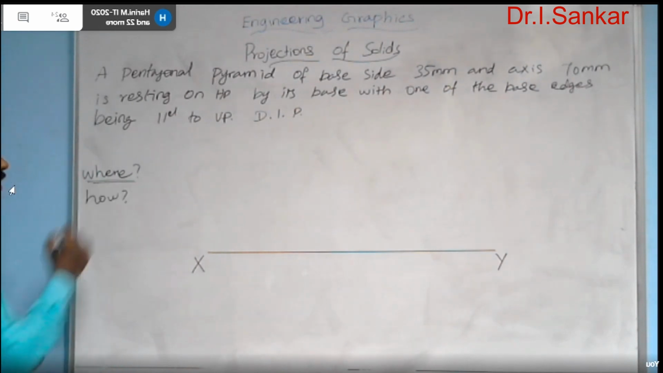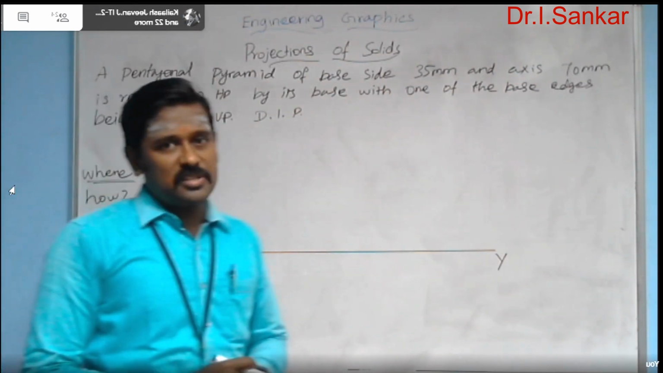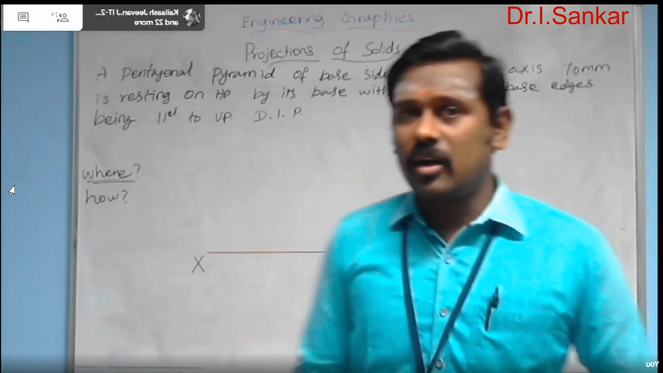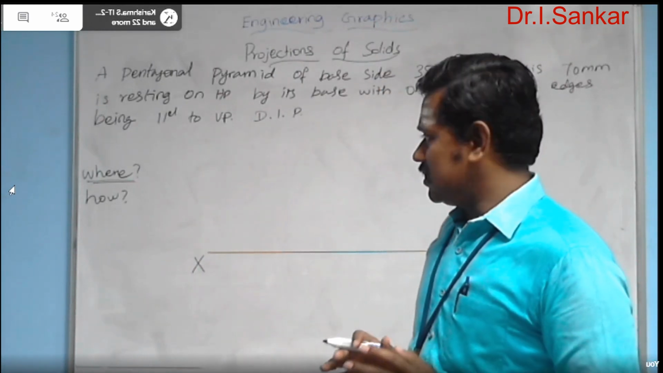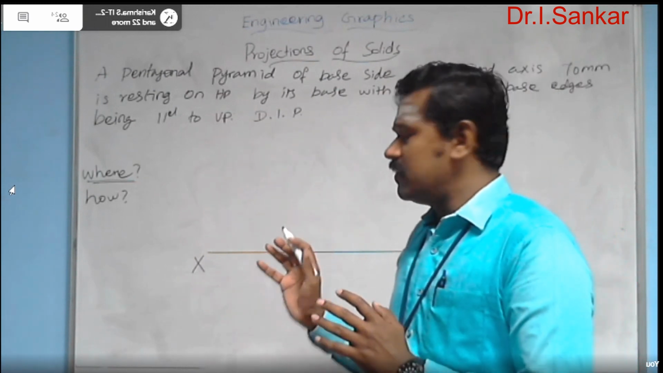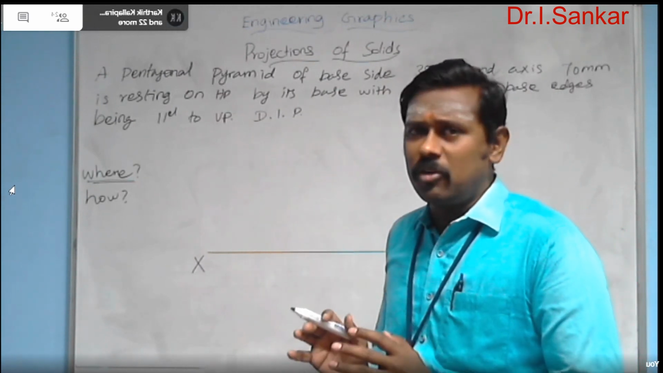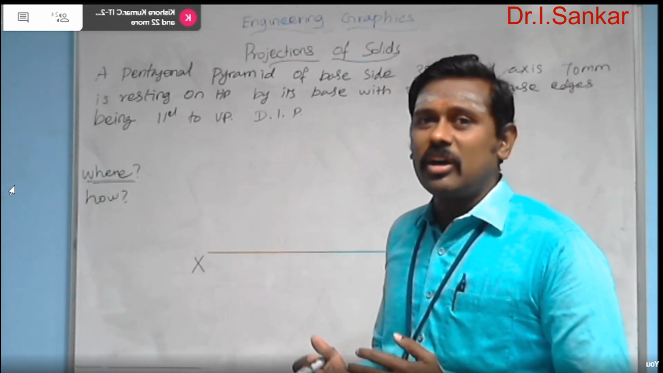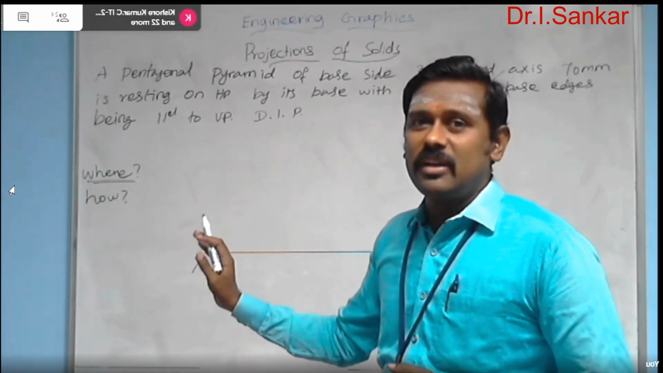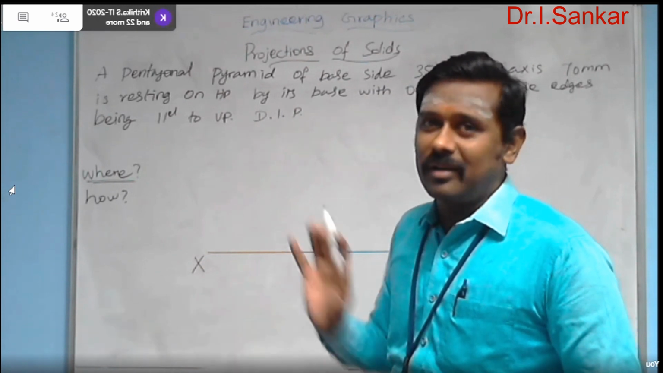Where is nothing but where should be the base view of the solid, and how is nothing but how should be the base view of the solid. These two steps are very essential. In every problem, I am insisting this again and again. Why? Because these two steps only will decide you are going to give the right answer or wrong answer.